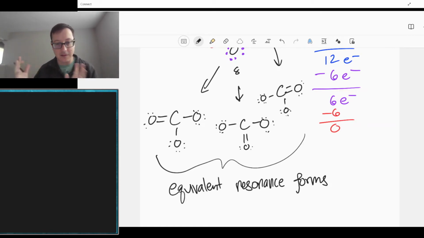And if we made this really spatially correct, we would have it at 120-degree angles instead of 90-degree angles. And we would see that we could just rotate this thing and they would interchange. And so they're all equivalent to each other. So there's no reason that one is better than another. So this molecule happens to have 3 equivalent resonance forms.